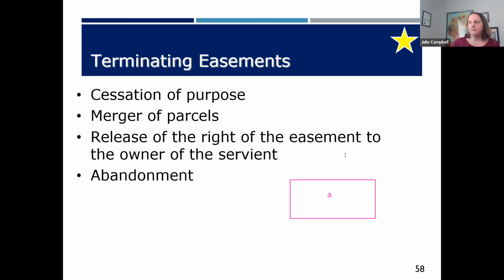Release of the right. If the easement holder is releasing that right, again, we got to go to the courthouse. We're going to file something called a quitclaim deed that we'll learn about in Unit 5. We get to talk about different types of deeds. And then if you abandon, if you're no longer using the property, that could also terminate the easement. So how easements end, a couple different ways.